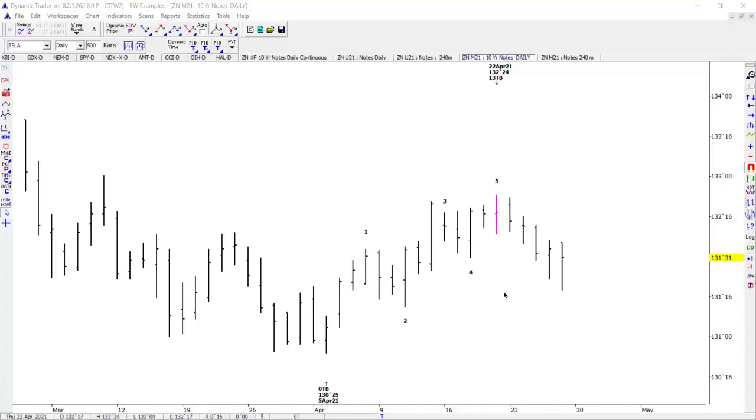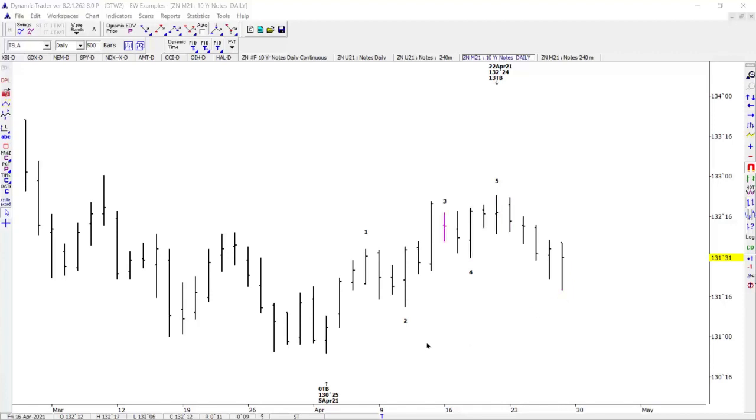As of the last bar in this chart, it looks like notes have made an advance. Looks pretty nice, like a 5-wave advance, and then it's had a correction as of that point in time, the last bar in the chart.